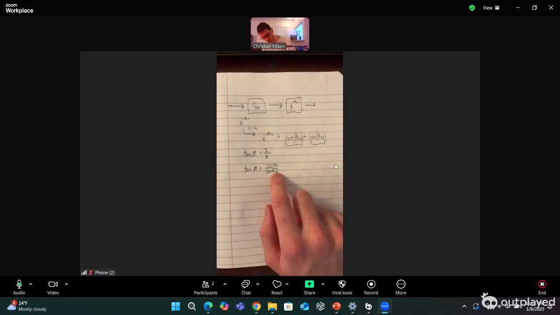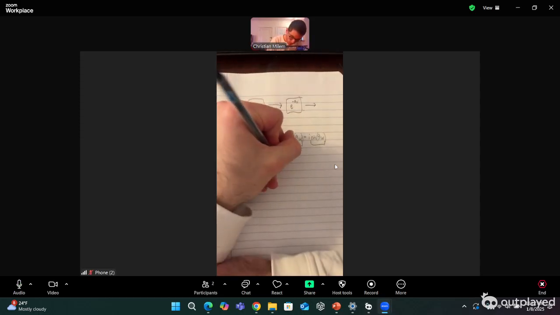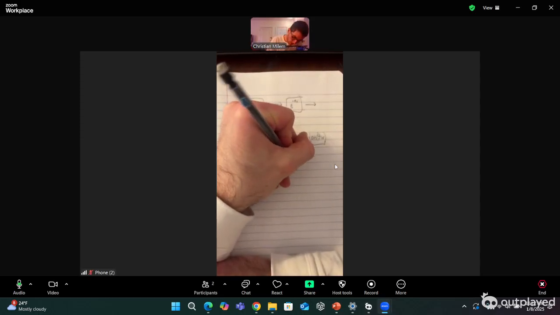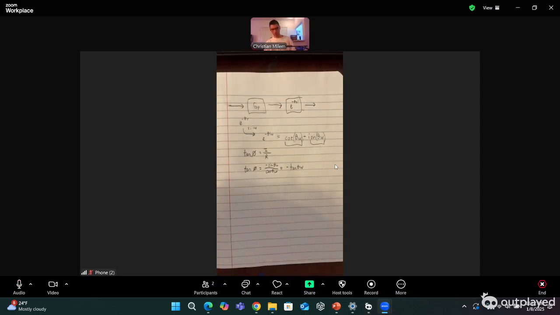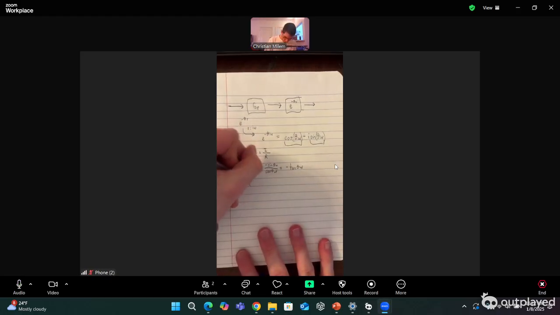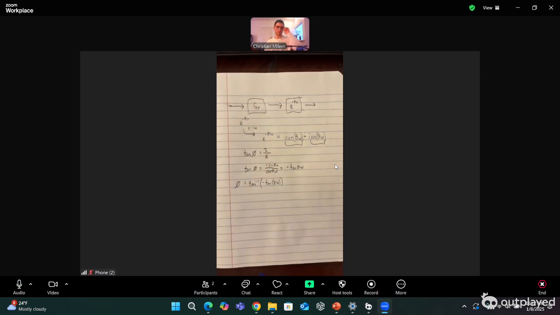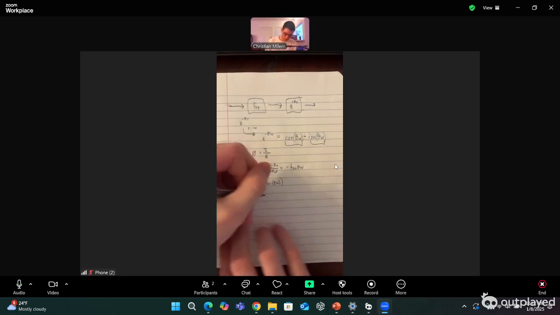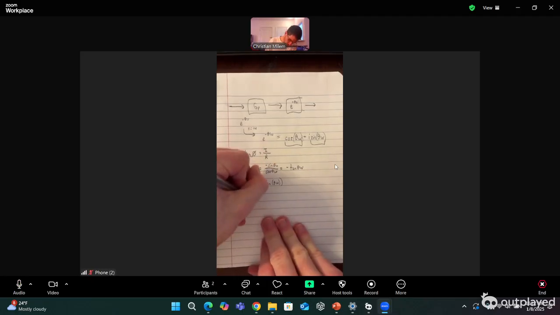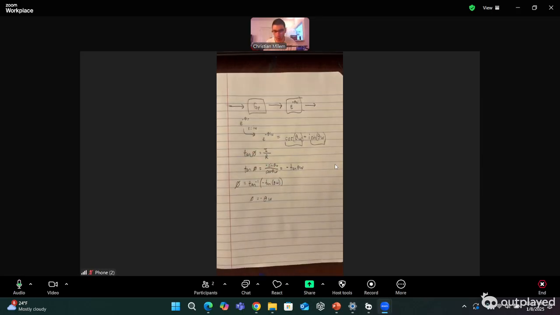And what does sine of something over cosine of the same thing equal? That's negative tan theta omega. So then if we want to get phi, it is simply equal to the tan inverse of what's on the other side, which is negative tan theta omega. And the inverse tangent of something inside a tangent function is simply what's inside the tangent. So our phase lag is equal to negative theta omega.